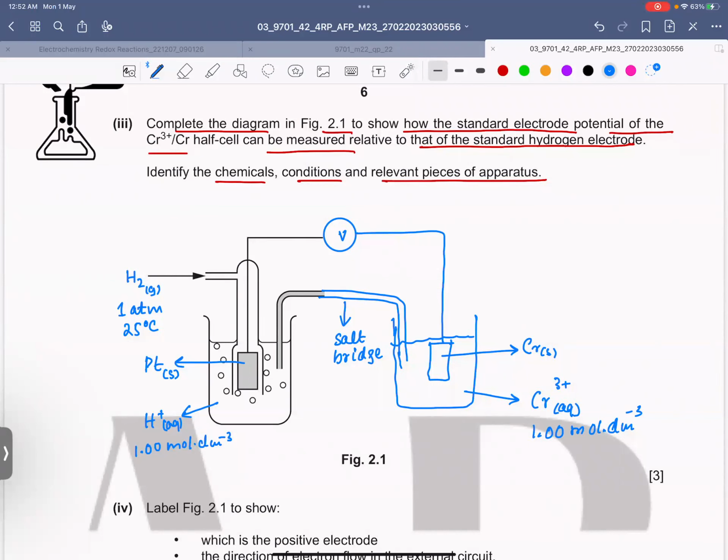Okay. Is this diagram clear to everyone? Yes, sir. Sir, do we have to draw a salt bridge in every diagram? Yes, whenever there is a half cell and we are not using the electrolysis setup, but we are using the setup to produce electricity, there is a salt bridge when there are 2 half cells. Okay, sir.